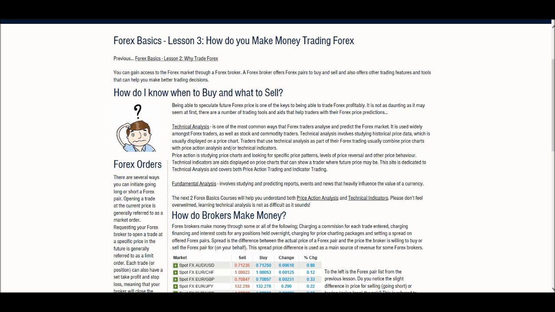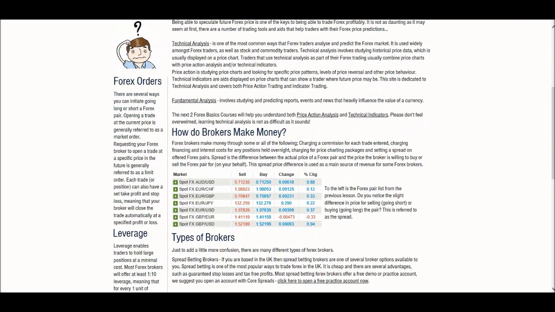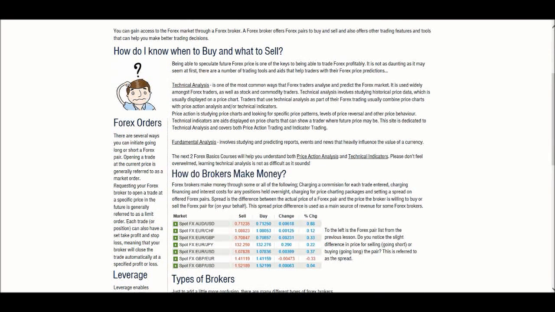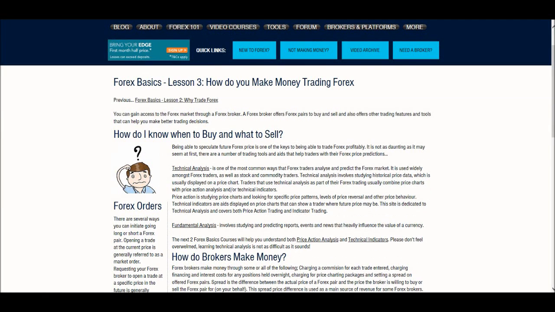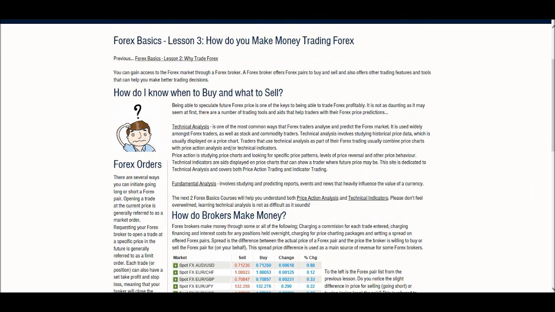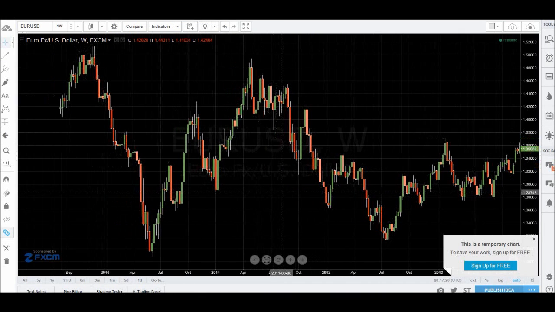trading Forex. So the first question that it asks on this page is, how do I know when to buy and how do I know when to sell? There are two forms of analysis when it comes to trading. The first is technical analysis and the second is fundamental analysis. This is technicalforex.com, which very much focuses on technical analysis. Now, technical analysis is analyzing these charts.